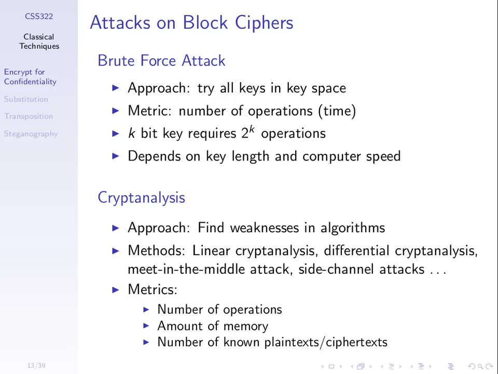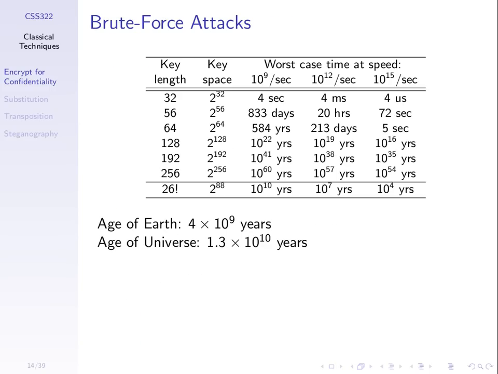Cryptanalysis, we'll return to that after we see an example of cryptanalysis. Let's just stay on brute force attack. Here are some examples of different key lengths. A 32-bit key gives us a key space of 2 to the power of 32 possible keys. So I choose a 32-bit value, with 2 to the power of 32 possible values to choose from, which is about 4 billion, 4 by 10 to the 9. That's the key space.